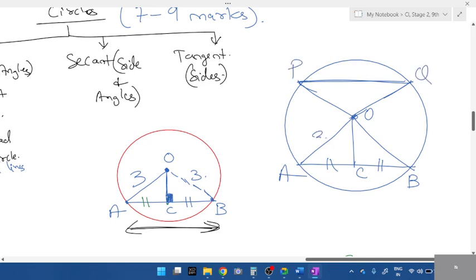Once you find OA is 3, OB is 3, what about OP? Radius everywhere, radius is same, right? OP also will be 3 and OQ also will be 3. And all this is 90 degrees. Okay, this is the concept.